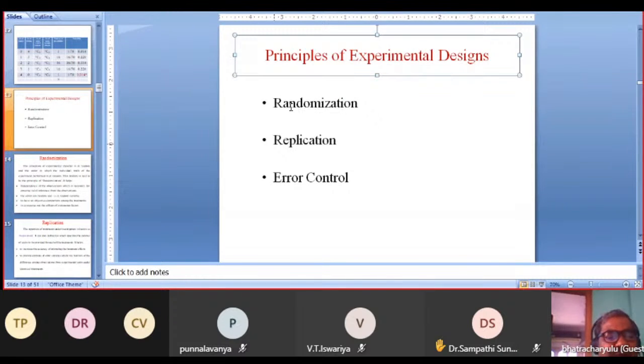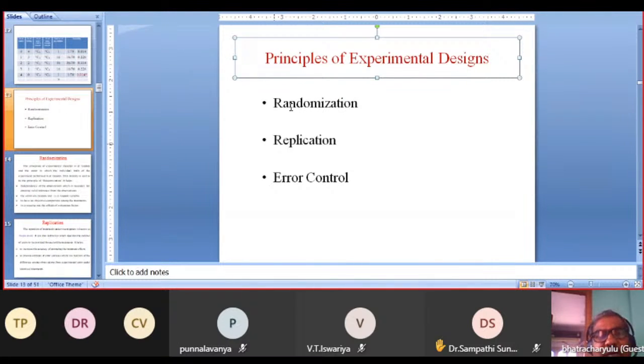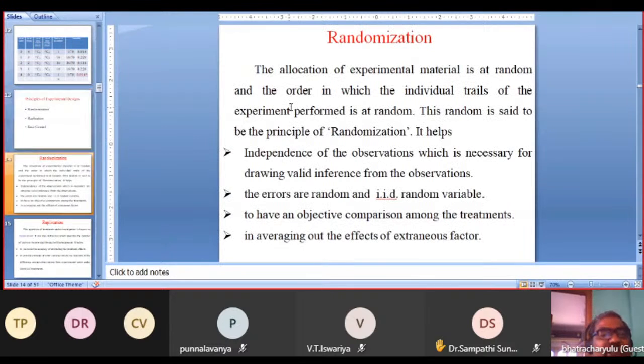What are the advantages of each one of randomization, replication and local control? Randomization is the allocation of the experimental material at random, and the order in which the individual trials of the experiment are performed is also at random. This is said to be the principle of randomization.